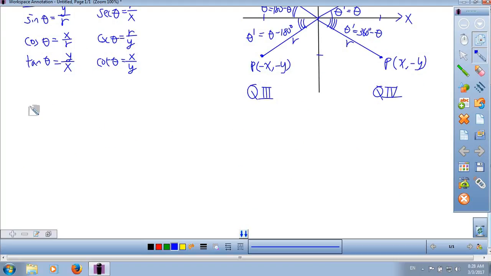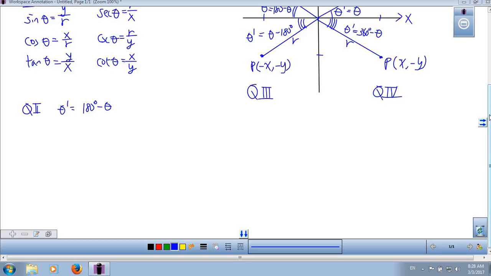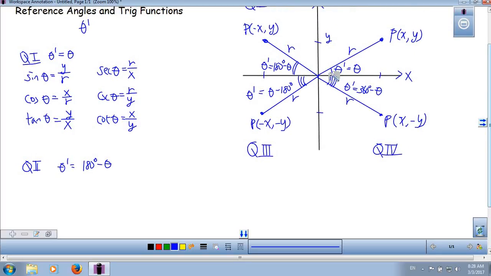So let's move up a little bit. Okay. In quadrant 2, your reference angle is going to be 180 degrees minus theta, right? So that's why your reference angle is basically the same as theta, but not quite, is it? Your reference angle here has a negative x value, and your y value remains the same. So if I do sine of the reference angle theta prime, which is 180 degrees minus theta, it will be equal to y over r, because we do have the same radius and y remains the same. So that means sine of 180 degrees minus theta is the same as sine of theta.